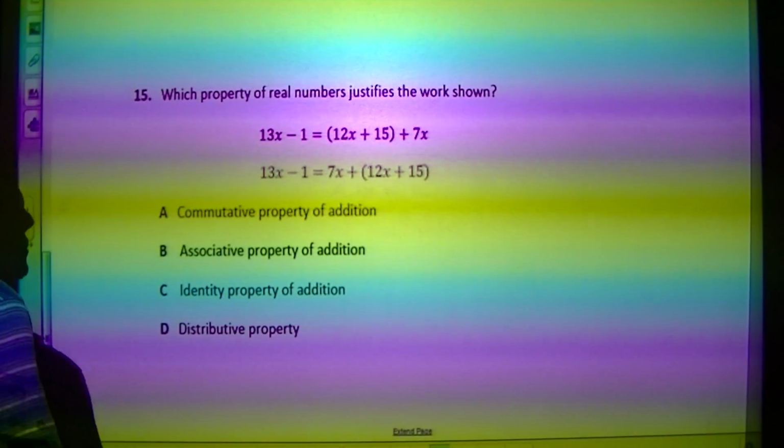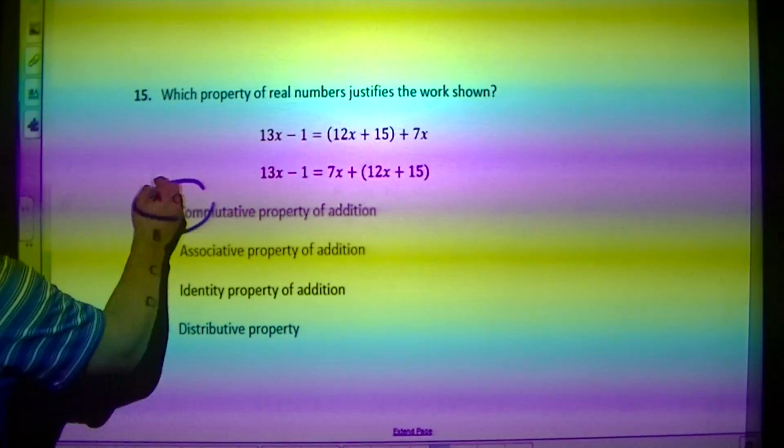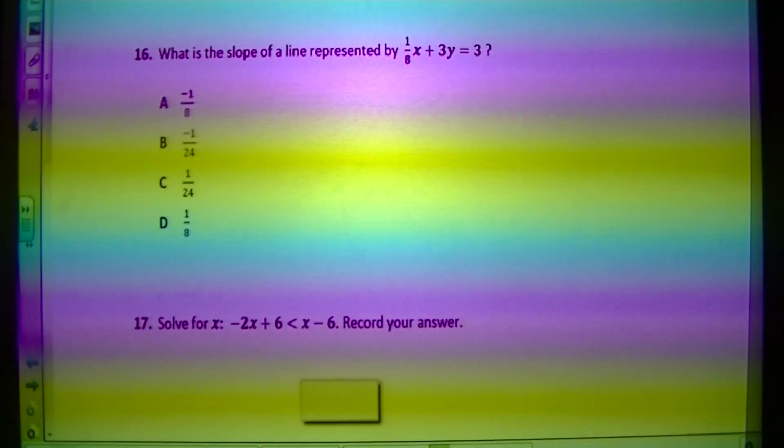Okay, which property justifies the work shown? Okay, the order switches, so that's the commutative property. Okay, those are just some property questions.